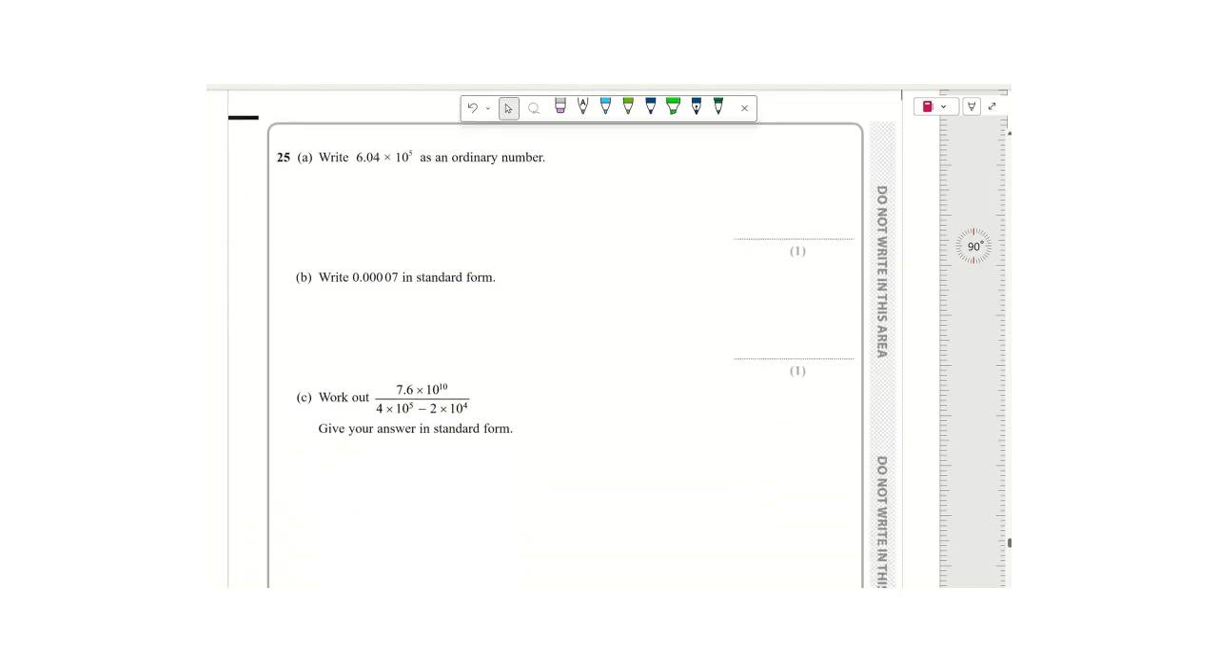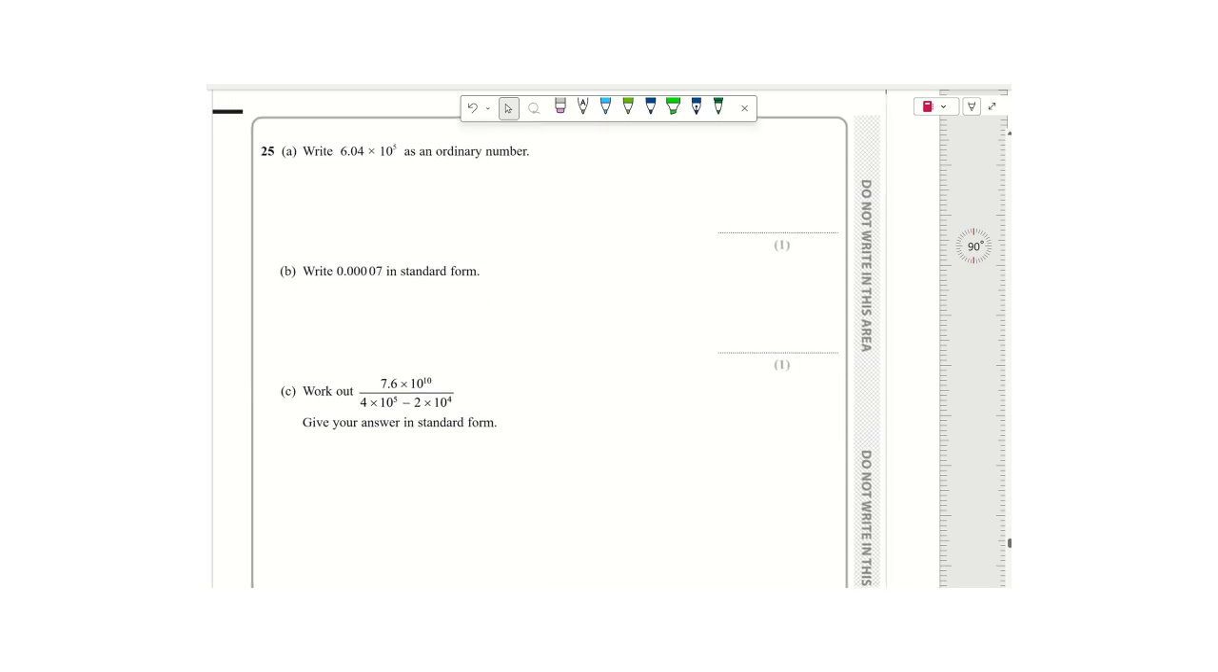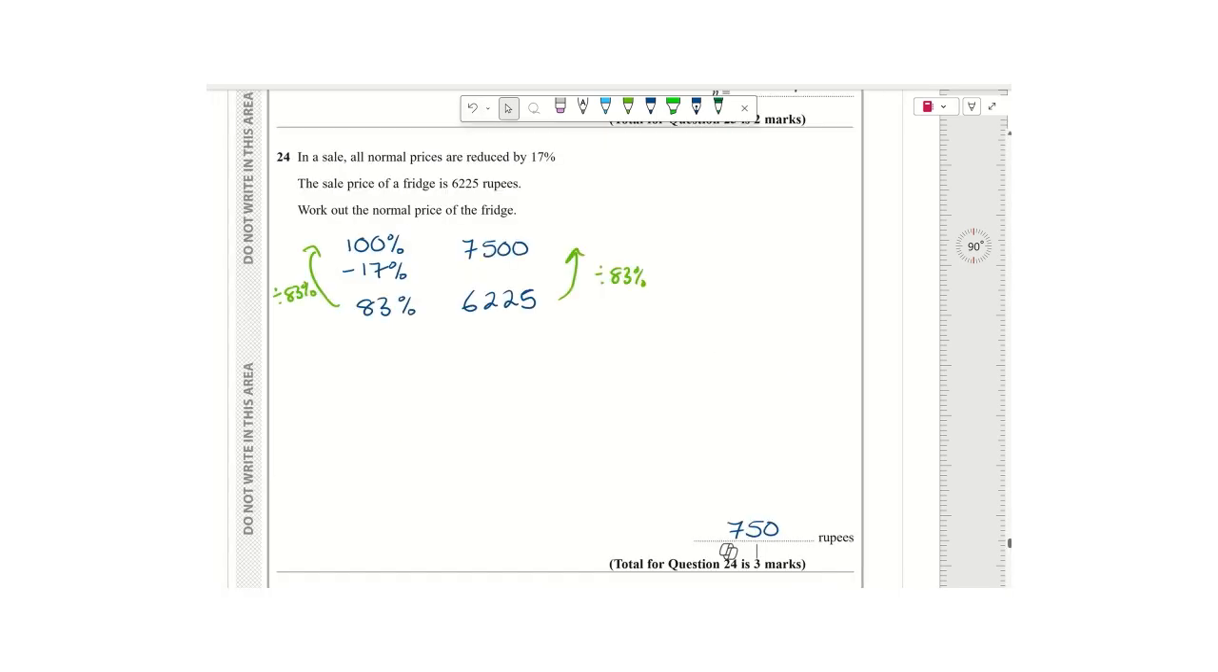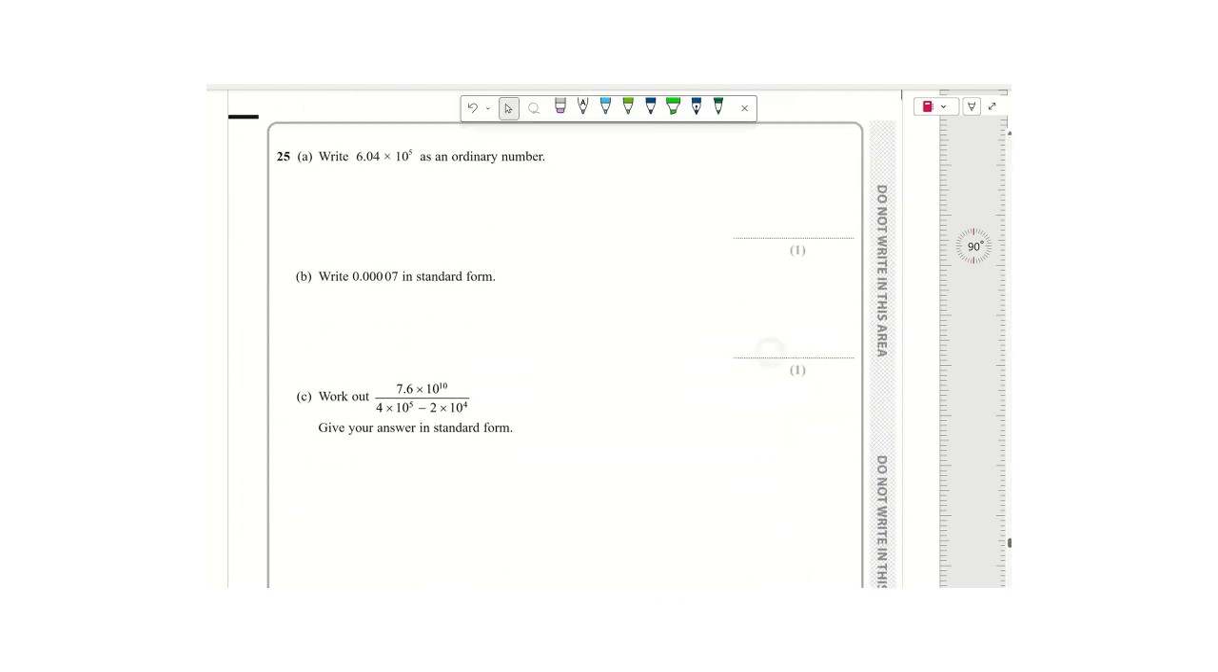Question 25. Write 6.04 times 10 to the 5 as an ordinary number. Oh, sorry, don't know why that disappeared. Come back here. So 6.04, I'm going to move my decimal point 5 places. So 1, 2, 3, 4, 5. Fill in any gaps with zeros, but do rewrite it to make sure you haven't got a decimal point loitering around that you shouldn't have.